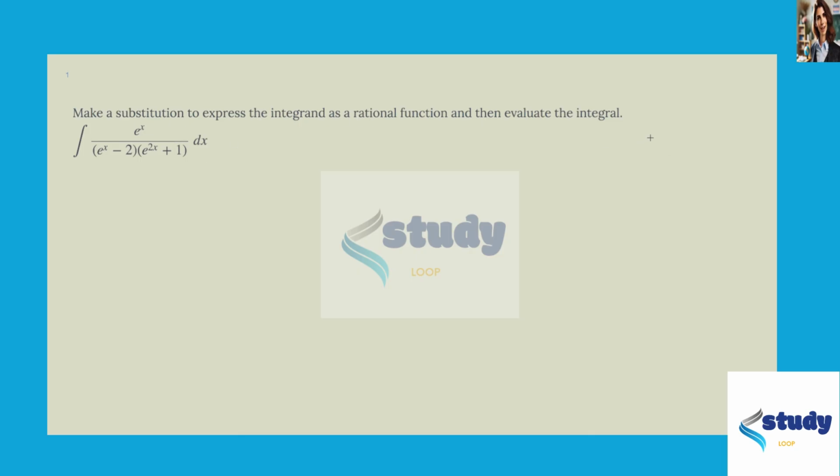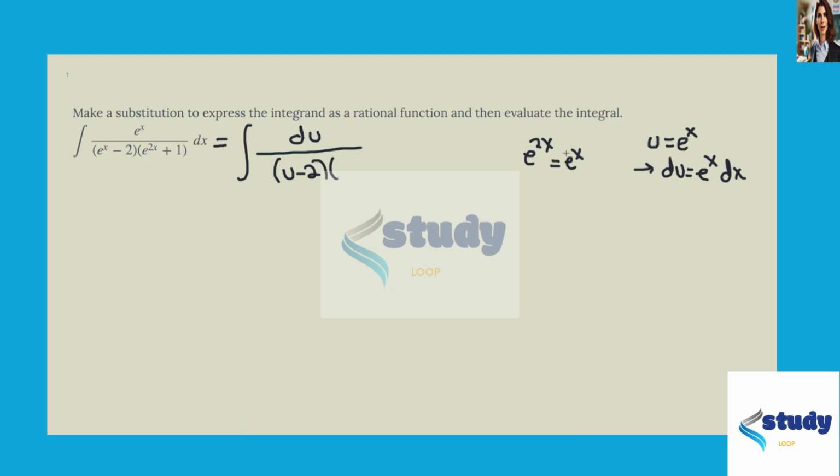Let's make a substitution to rewrite this integrand as a rational function. Looking at the numerator, we should just take u to be e to the x. Then du is just e to the x dx. So we can rewrite this integral as, well, the numerator, that's just du. Now in the denominator, that becomes u minus 2. And then we have e to the 2x there. So e to the 2x is just e to the x squared, which is u squared. So we have u squared plus 1.